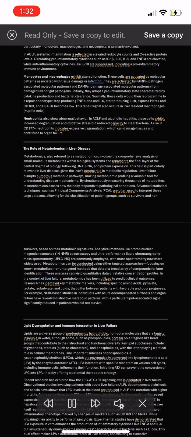In the context of liver failure, metabolomics has been utilized to predict clinical outcomes. Research has identified key metabolic markers, including specific amino acids, pyruvate, lactate, isobutyrate, and lipids, that differ between patients with favorable and poor prognoses. For example, NMR-based studies in individuals with acute decompensated cirrhosis and organ failure have revealed distinctive metabolic patterns, with a particular lipid-associated signal significantly reduced in patients who did not survive.